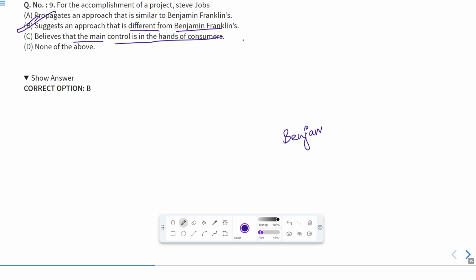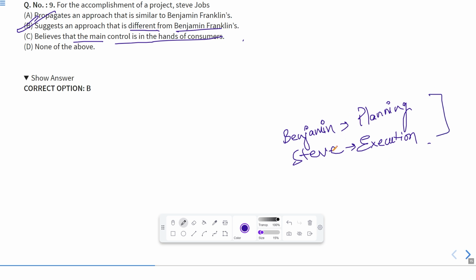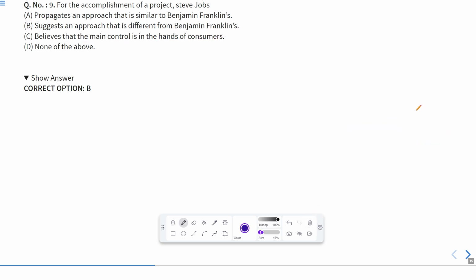Benjamin gave the priority to planning, whereas Steve Jobs gave the priority to execution. However, both of them were the same in one approach: planning and execution are both necessary. Only planning will not do anything, only execution will not do anything. Both things together will make something better. So this will be the correct answer, that is B.